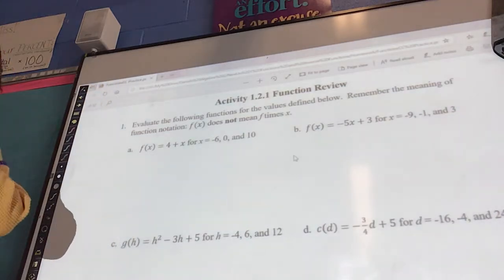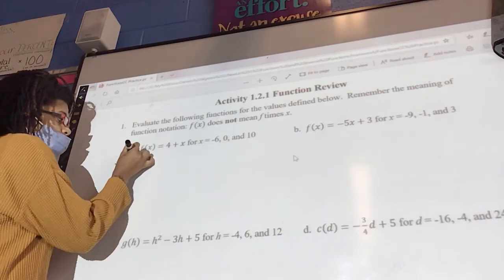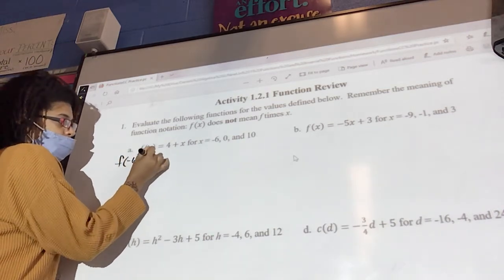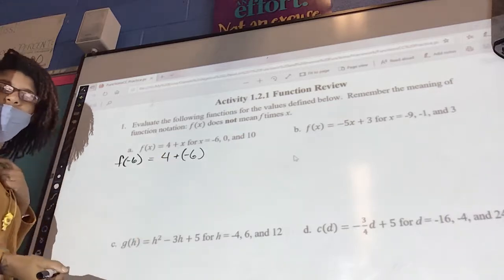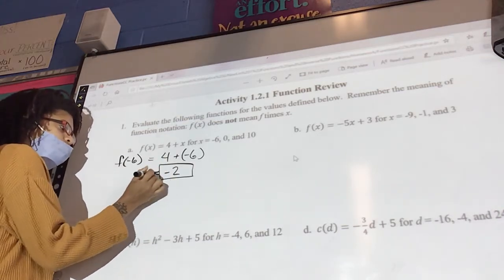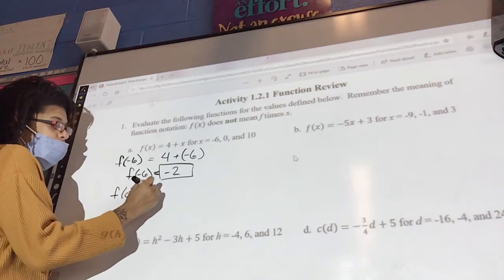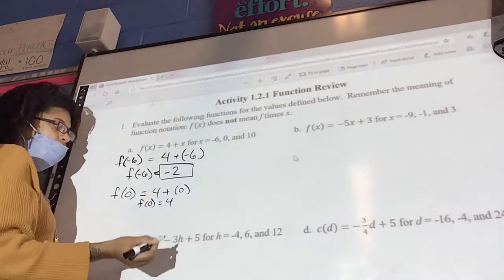All right, so I'm gonna quickly go through the previous homework. This was on evaluating functions. I did this one on Google Meets, 4 + -6 just gives you a -2. However, you cannot just write your answer as -2. You have to make sure that you use function notation, okay? You can do all three of them, write one after another. You can also write it all straight across.